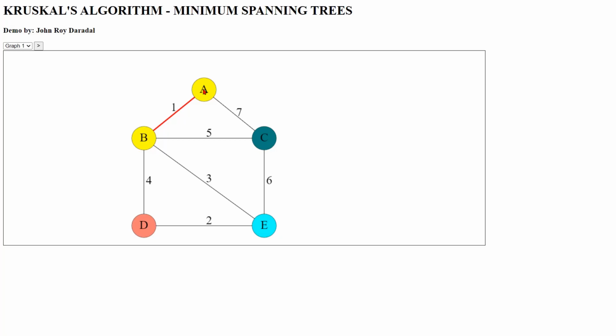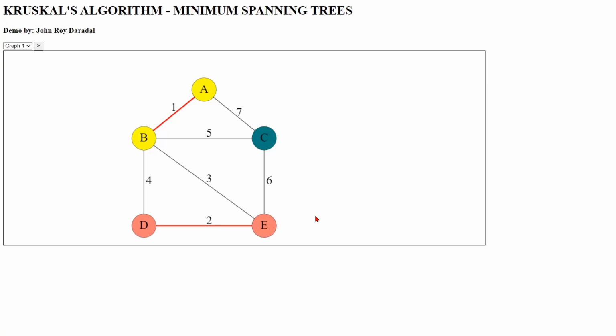Then the next edge that we'll consider would be DE, because it has a weight of 2. Again, we're just going through this in ascending order. D and E also have different components, so we could also merge them. So now they're both red. Or, I don't know, that's salmon maybe.